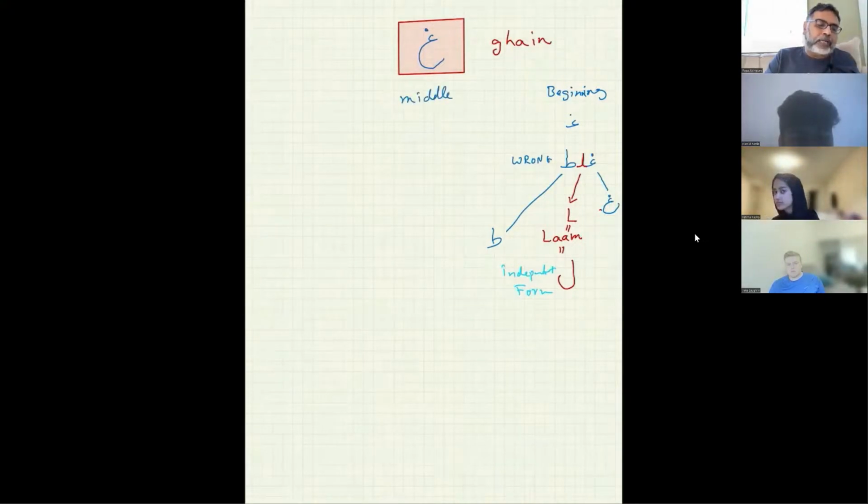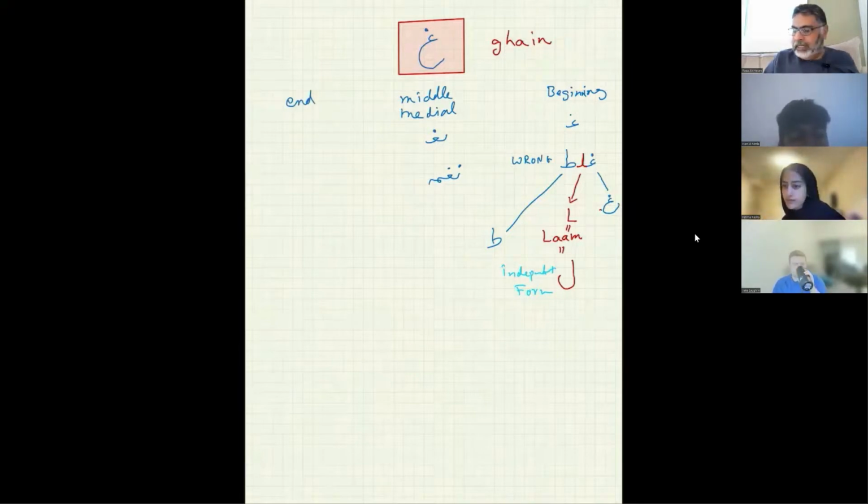Okay, so that is when we have the ghain sound at the beginning. The fancy word for the middle is medial, and it looks like this. That's when ghain shows up in the middle, and we're going to use our actual word. So our example is naghma. This is the ending form. When ghain shows up at the end, the word we're going to be writing is called baligh.